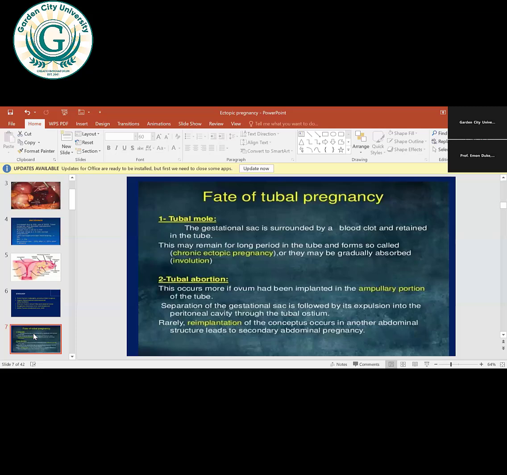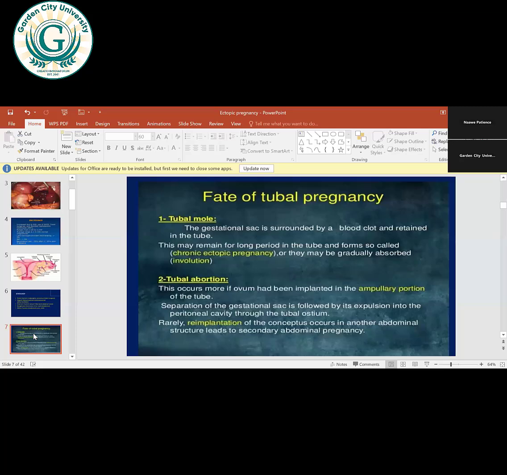Now, the fate of tubal pregnancy. You have the tubal mole, you have tubal abortion. Can somebody help me read, please? Tubal mole. Who is reading? Abubakar, read.